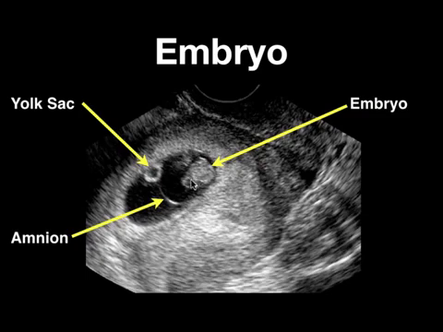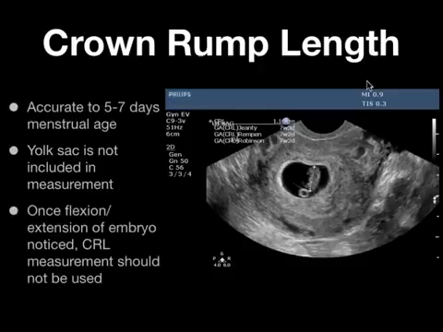Here we've got a coned-in view, but here you've got the embryo within the gestational sac. It's also within the amnion, and here you can see the yolk sac. Measurement of the crown rump length is accurate to 5 to 7 days menstrual age. It's important that you do not include the yolk sac within the measurement.